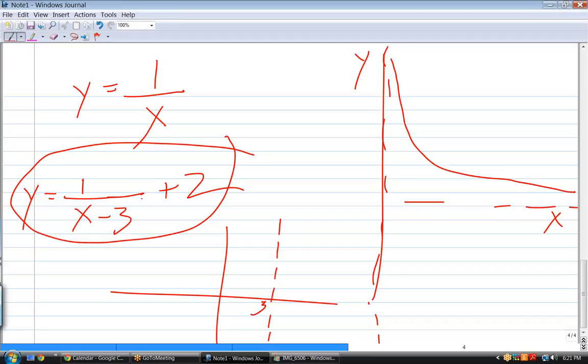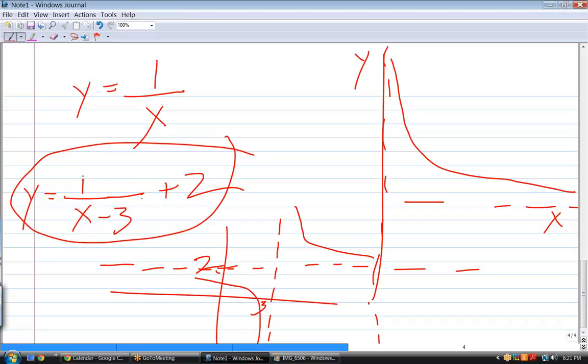Where's the horizontal asymptote go? At 2. There's my new grid. I just draw my hyperbolic function on this grid. Okay, that's all you do. That way makes way more sense now.